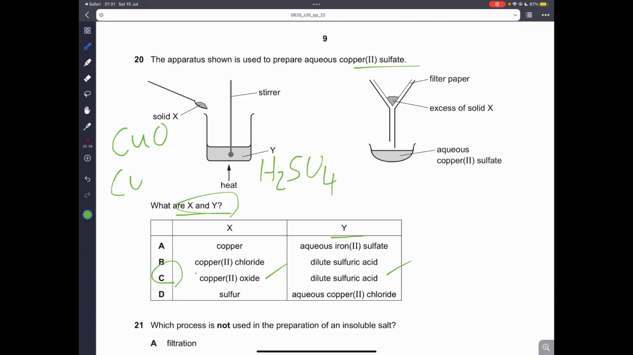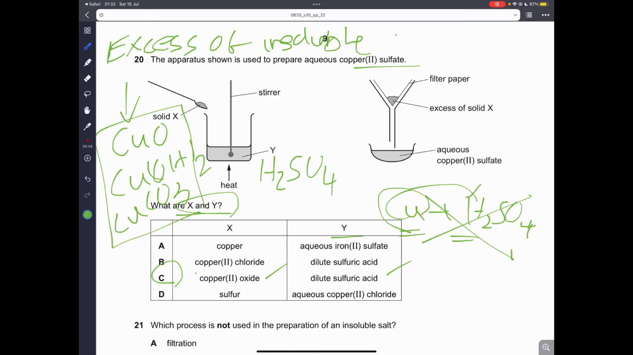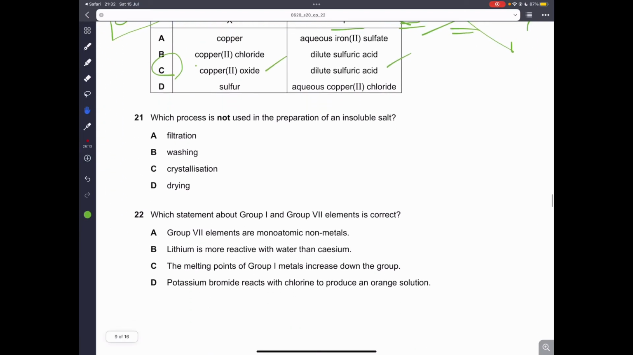Now you could also in theory use copper hydroxide. You could also use copper carbonate. This is called adding an excess amount of an insoluble substance, because you cannot react copper with hydrochloric or sulfuric acid directly. Copper is below hydrogen in the reactivity series and therefore cannot displace hydrogen. Therefore this reaction will not work. Instead you have to add an excess of an insoluble substance.